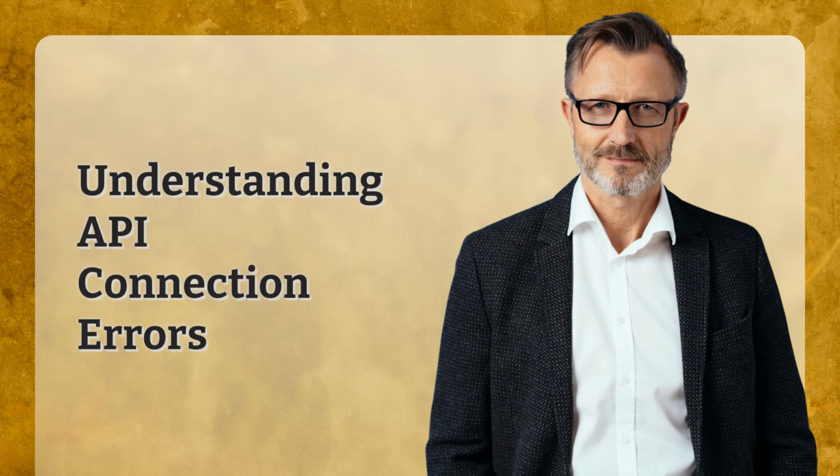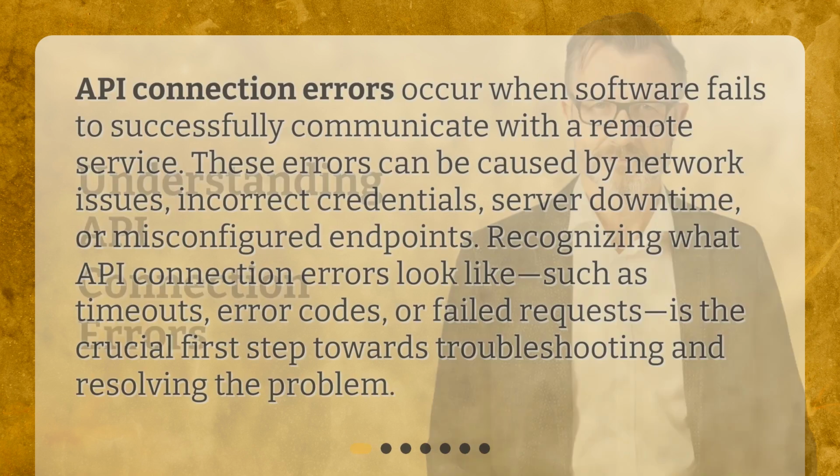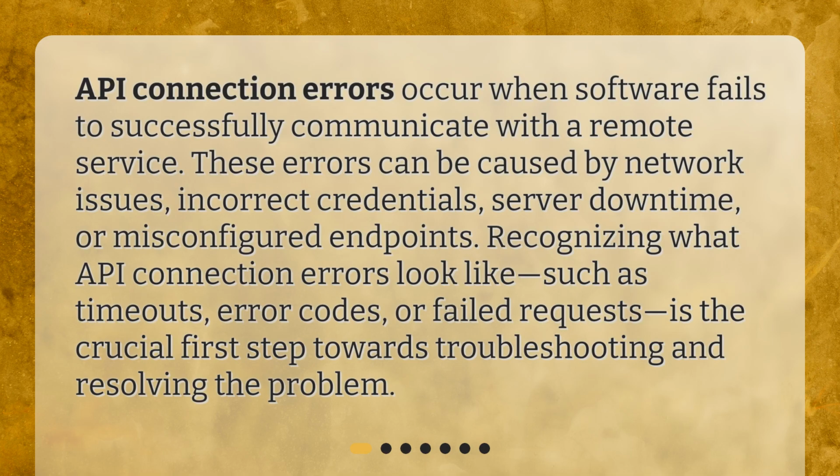Understanding API connection errors. API connection errors occur when software fails to successfully communicate with a remote service. These errors can be caused by network issues, incorrect credentials, server downtime, or misconfigured endpoints. Recognizing what API connection errors look like, such as timeouts, error codes, or failed requests, is the crucial first step towards troubleshooting and resolving the problem.